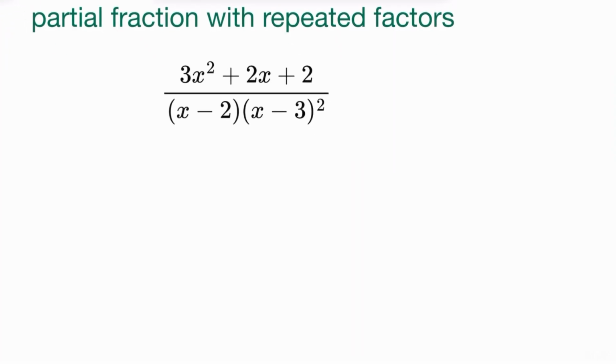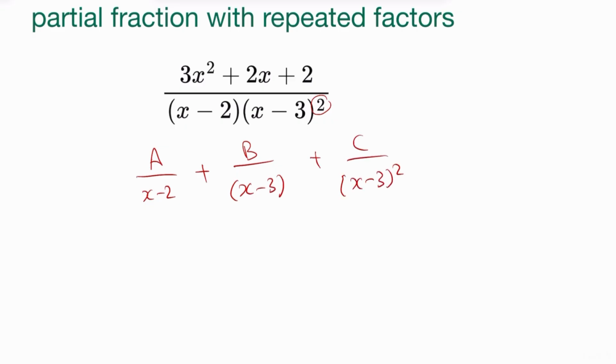The second idea, we have partial fraction with repeated factors. Repeated factors here, we have x minus 3 all power 2. So what should you do in this case? First of all, let the first fraction as A over x minus 2, plus B, and take only one bracket from the squared here. So we come up with x minus 3, plus C over x minus 3 all power 2, which equal to our rational fraction 3x power 2 plus 2x plus 2 over x minus 2, x minus 3 all power 2.